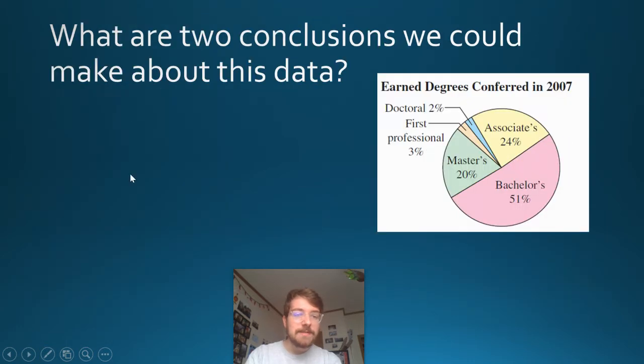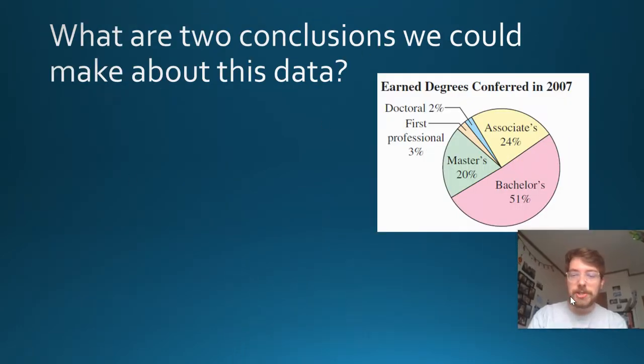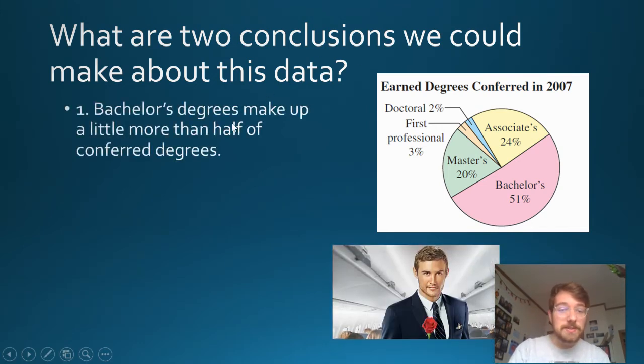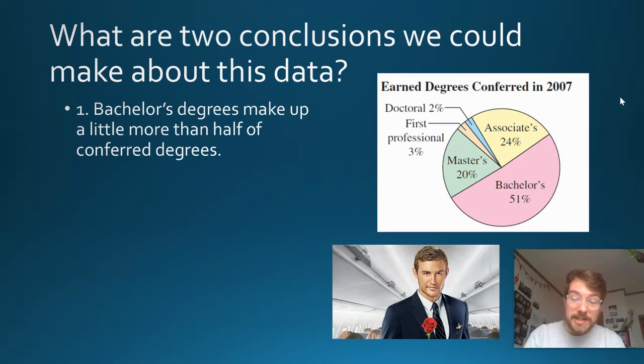One other thing I'm going to ask of you is what could be some conclusions you can make about each type of graph? So what statement could be made? What could you assume about it? So obviously, big one that I would think of is that bachelor's degrees make up a little more than half of the conferred degrees, or the majority of the conferred degrees. That could be one thing that you could say about it.